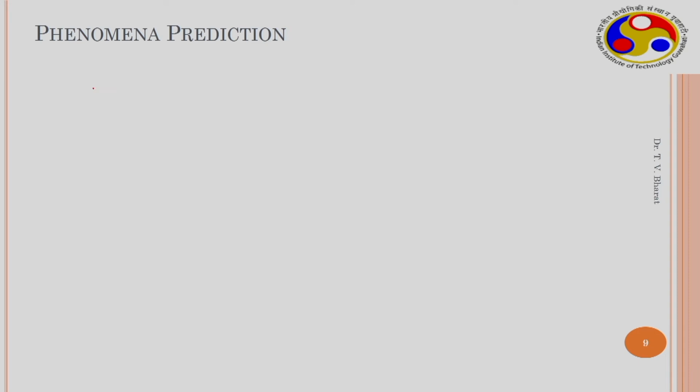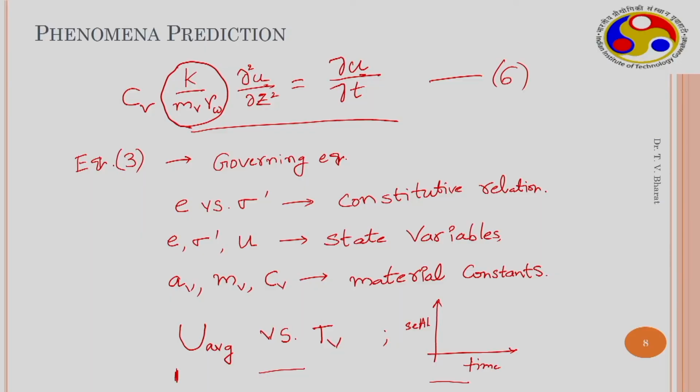We use the expression T_v equals c_v times t by H square, where T_v is estimated from the graphical technique. So the time at which you achieve a given T_v is known, and the drainage path length is known, so one estimates c_v indirectly. So essentially we indirectly estimate c_v from equation 6 using graphical techniques. So here the phenomenon is predicted. Once c_v is known, one can estimate the rate of settlement in the field, and the total, ultimate settlement, from these expressions.